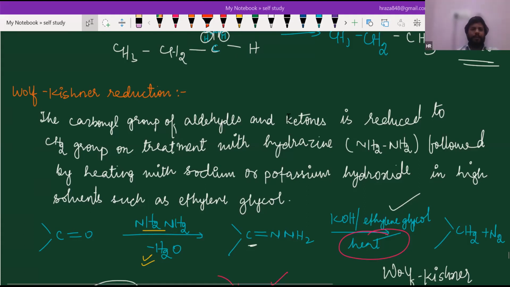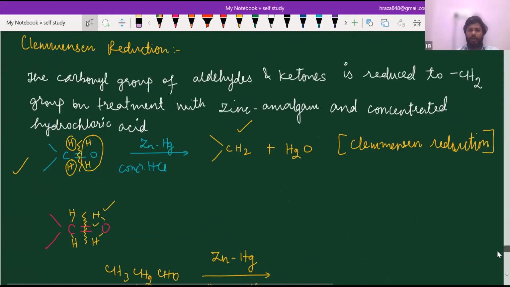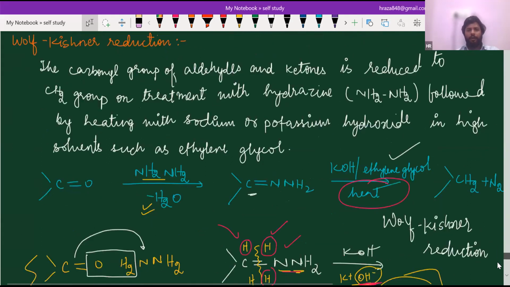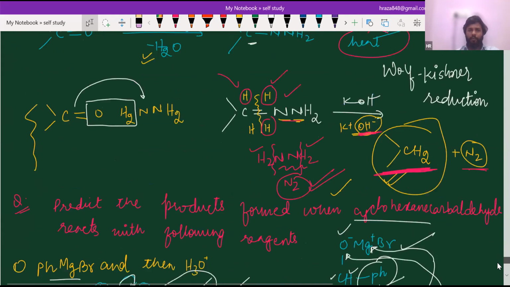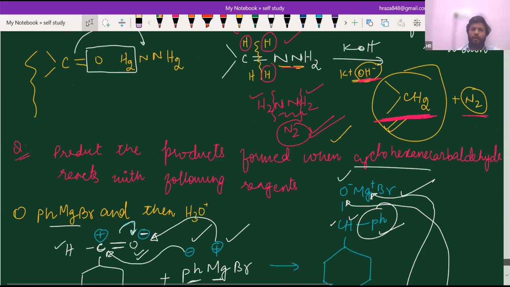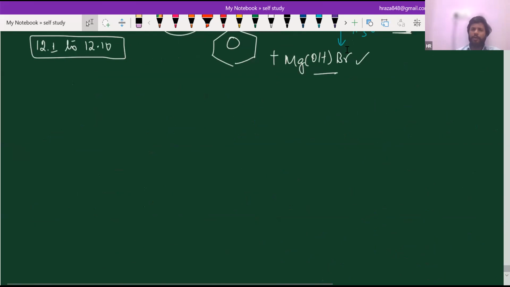Okay. So in the last class, we had completed the Wolff-Kishner reduction and also the Clemmensen reduction. Does anyone have any doubt in this? The Wolff-Kishner reduction and Clemmensen reduction? No, sir, no doubt. Carbonyl compound is directly converted or reduced to hydrocarbon. It's a very important reaction for your board.